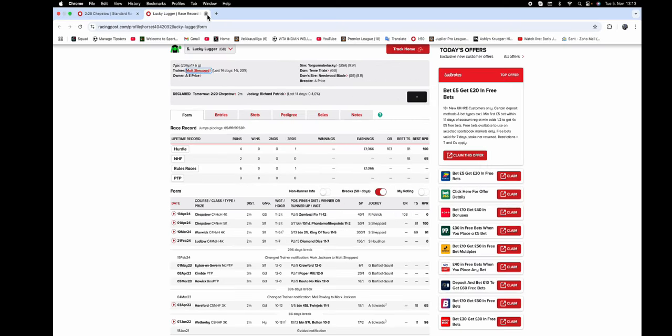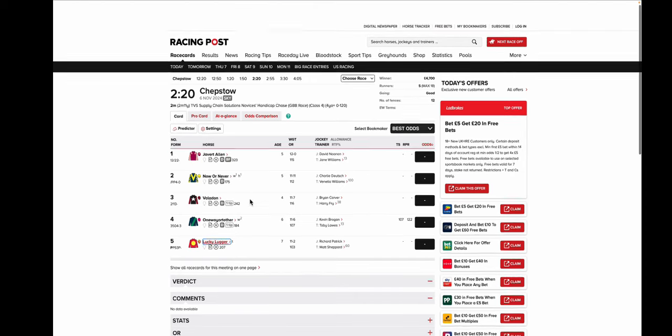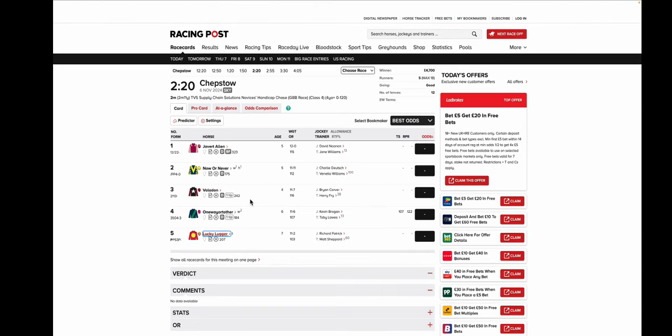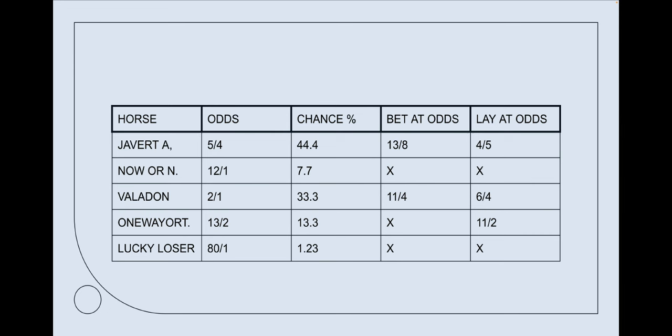So if we have a quick look at the field again, we're going to have to put these into some kind of order as we come up with some betting forecasts for them. Obviously we see 2 clear of the others, and that is the 1 and 3, Javert Allen and Valadon. Then we would be a little bit sceptical about the Venetia Williams horse, because of who trains it, and if it did bounce back, it would have a very attractive mark. One Way or the Other looks exposed, and Lucky Luger looks like being the outsider. Then we wanted to give you our idea of the betting odds.